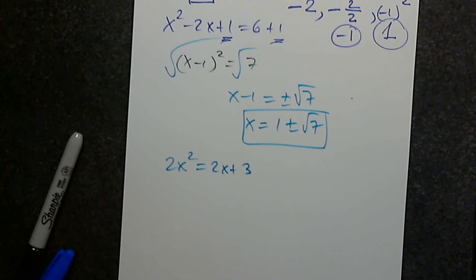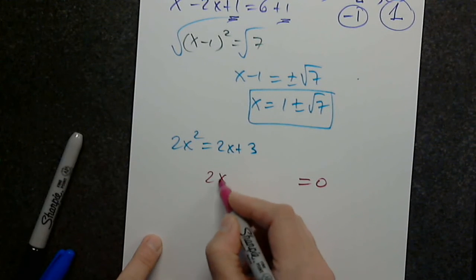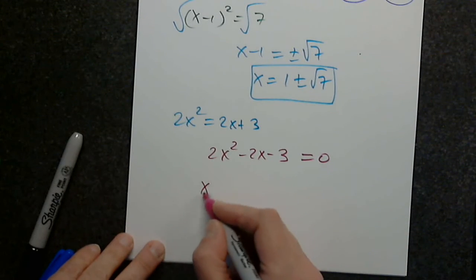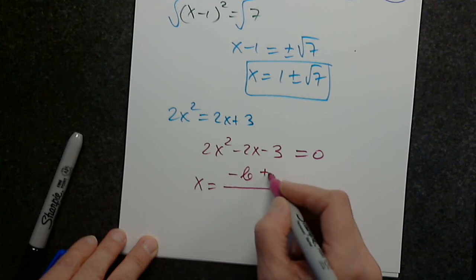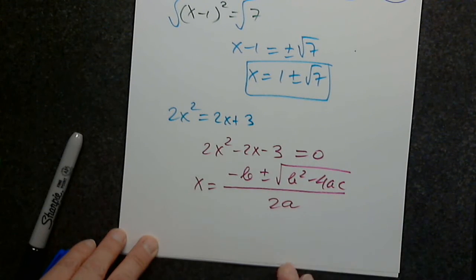So I'm given this equation, it's quadratic. I expect 2 solutions, real or imaginary, I don't care, but 2 solutions. I have to move everything to one side. It has to be in descending order. 2x squared minus 2x minus 3, mandatory. And now, let's write the quadratic formula to refresh our memory. It's x equals negative b plus or minus the square root of b squared minus 4ac, over 2a.